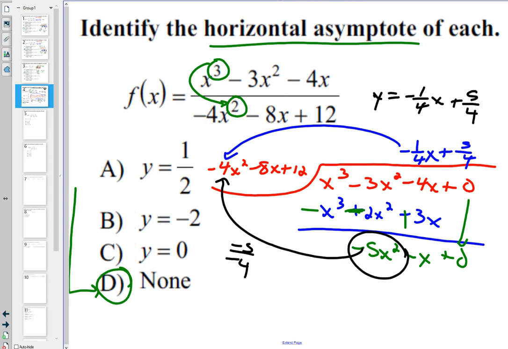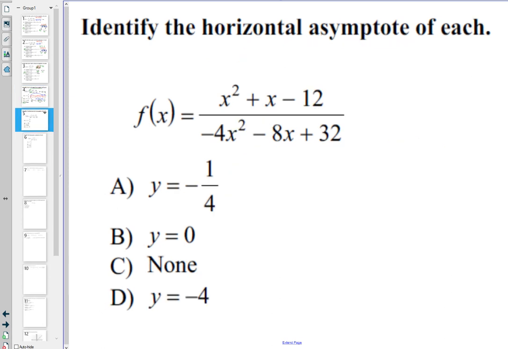What's the slope of that slant asymptote? Negative 1/4. What is the y-intercept? 1.25. Just a little bit above. Right, Randy?